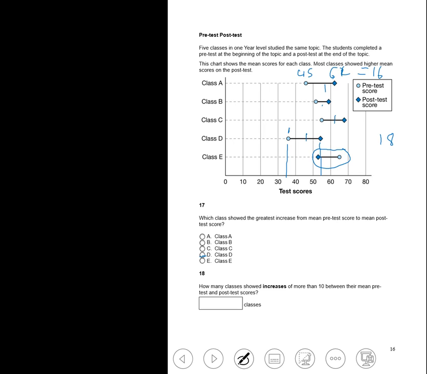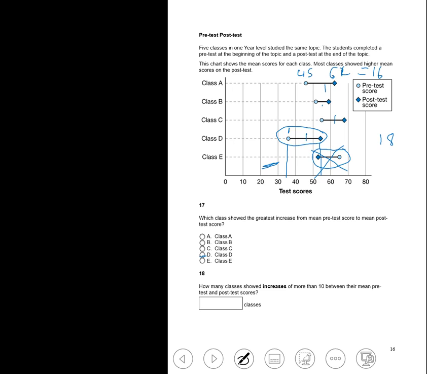And how many classes showed increases of more than 10? A very easy way to check this is that 10 is actually the width of one of these columns. So one of these columns here, that's 10. So how many of them went more than 1? So definitely D has gone more than 1 column. So I'll circle that one. By the way, we'll ignore this one. That's the one that's gone the wrong way around.